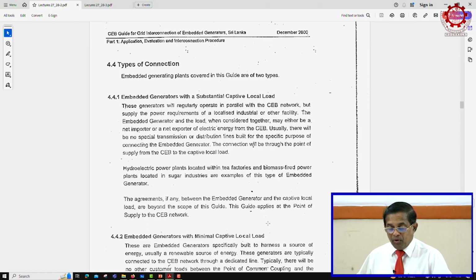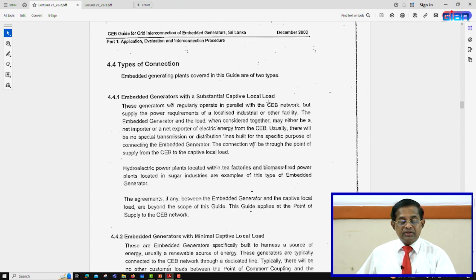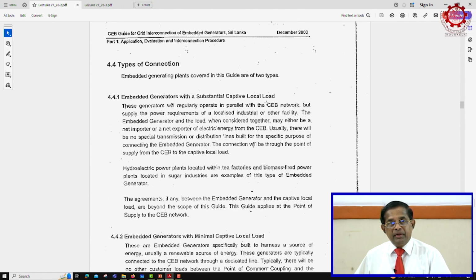Then they talk about embedded generators with substantial captive local loads. For example, some people have developed mini hydropower plants in tea estates, tea estate owners. Their intention is to use part of the output for their tea factories, and maybe their bungalows and other things, and the balance they want to sell. That is why it has a substantial captive load. While having a captive load, the balance they can sell.